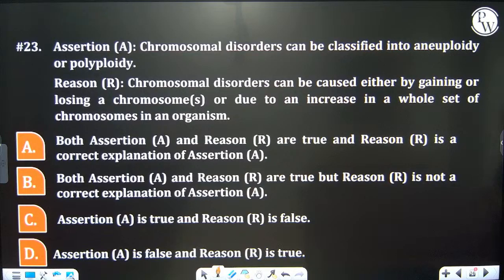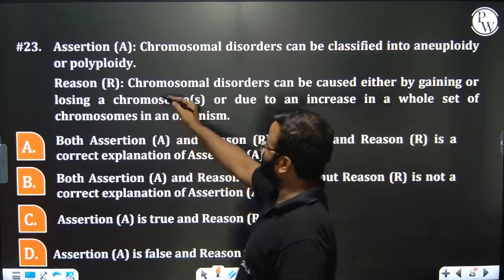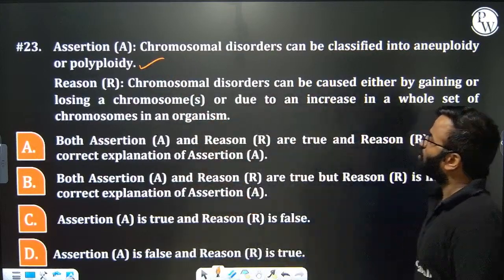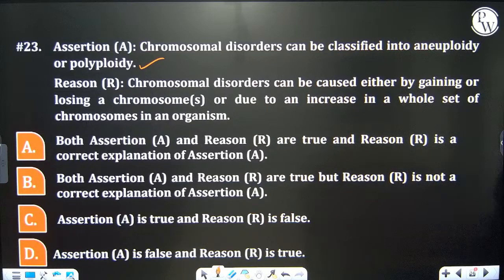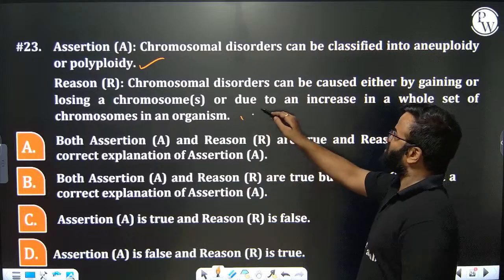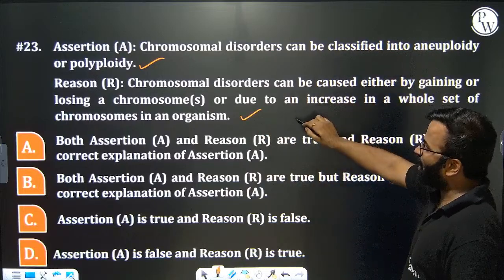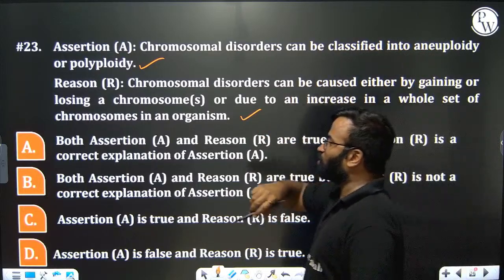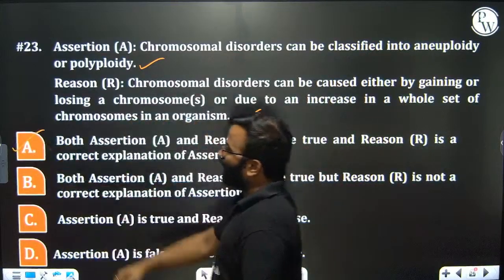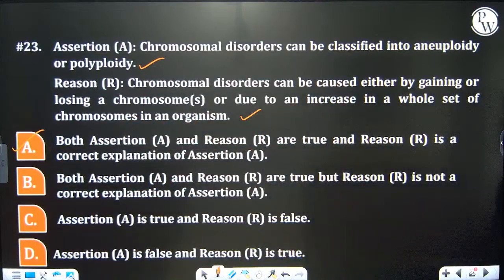Chromosomal disorders can be classified into aneuploidy or polyploidy, which is true. Chromosomal disorders can be caused either by gaining or losing chromosomes or due to the increase in a whole set of chromosomes in an organism. Yes, which is explaining both aneuploidy and polyploidy in this statement. I would go with both the statements as true, and it is the right explanation as well.